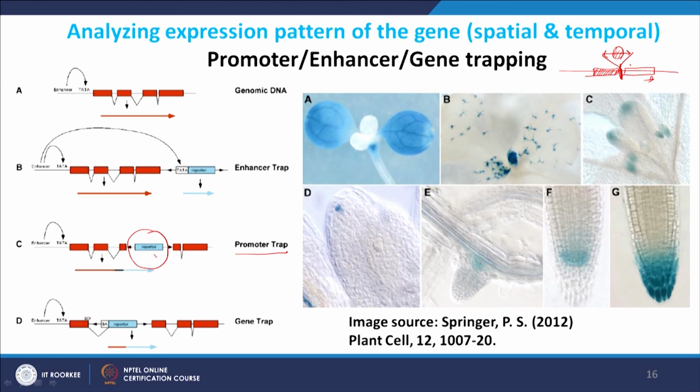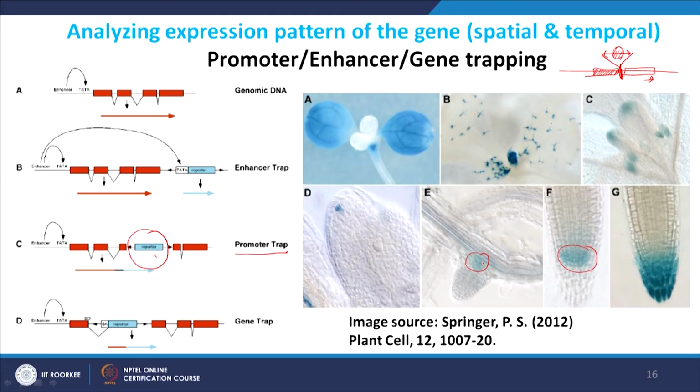In enhancer trapping, we take a minimal promoter and a reporter, and then try to trap the enhancer. Here we are trying to trap the promoter. This has been very successfully used to identify a lot of genes whose expression is very restricted. For example, this gene is expressed in the leaf, this in the trichome, and this in the root apical meristem. Similarly, here you can see lateral root primordia coming.